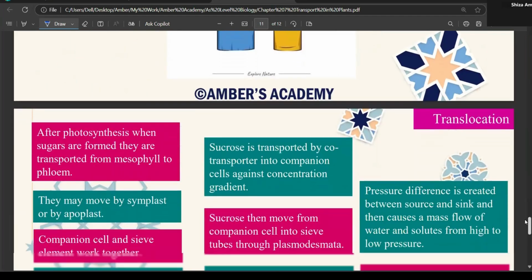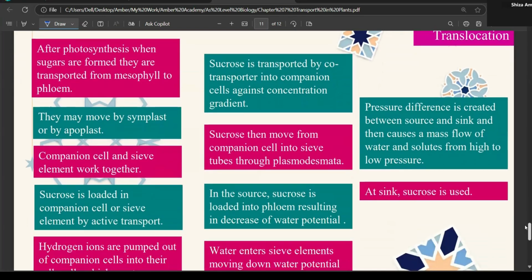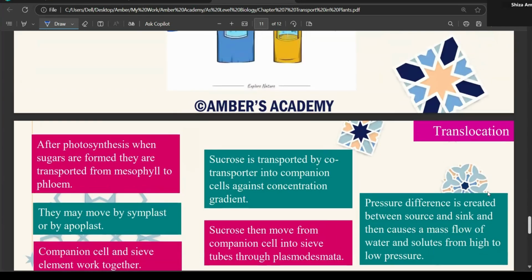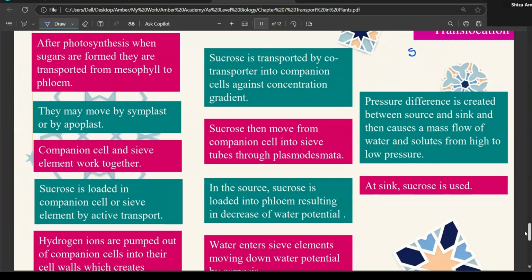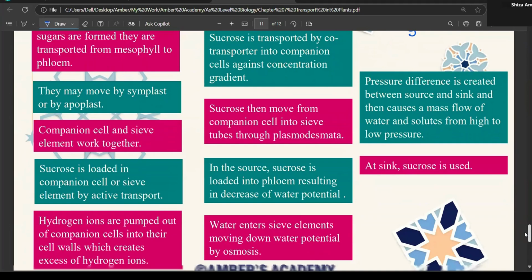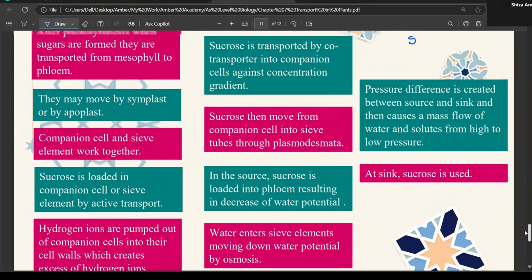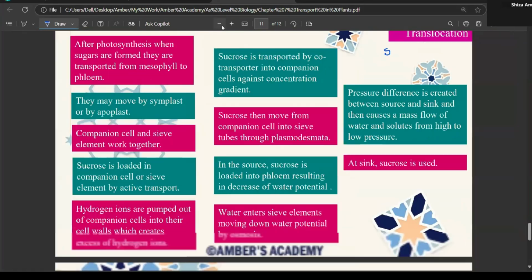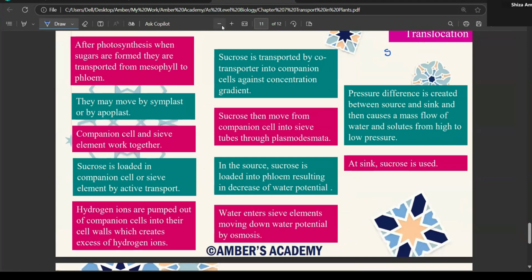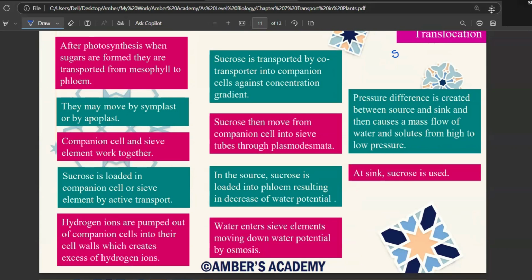Okay. Now moving towards the translocation. So this question is there in your paper for 5 marks. Okay. So everything that should be a part of your script is written in my slides, and make sure that you write all of the things that are written here, because this is a compilation from your past papers, from the marking scheme of your past papers.